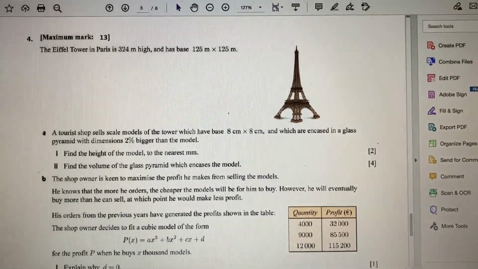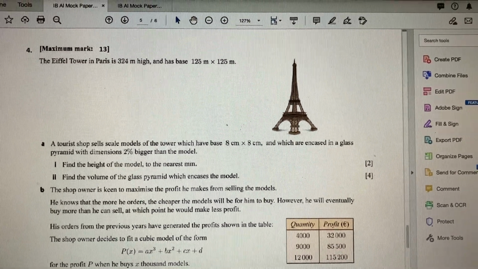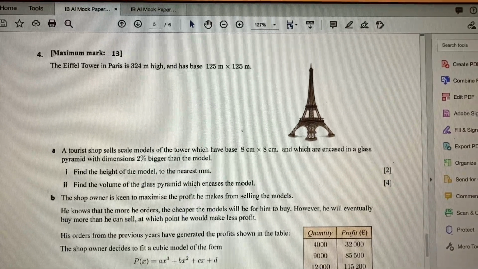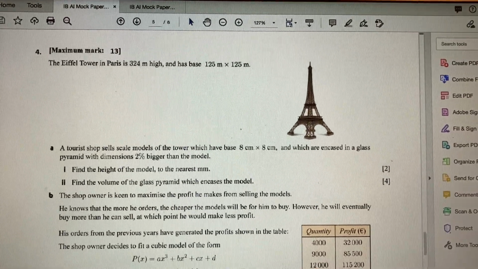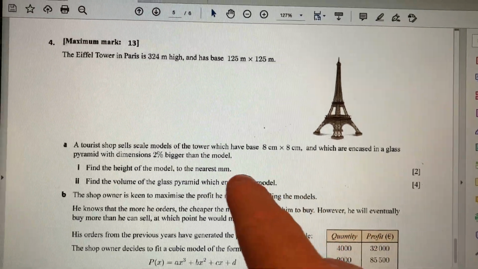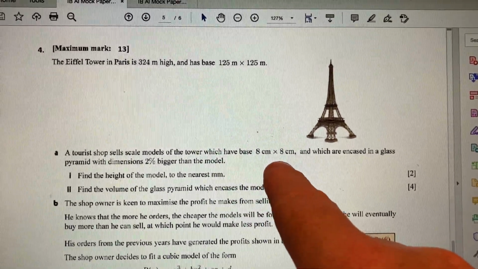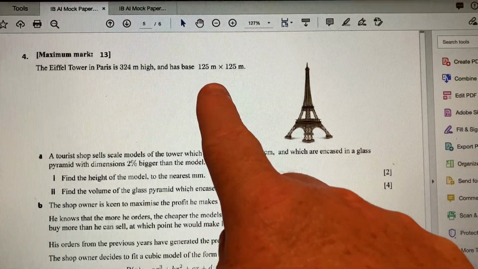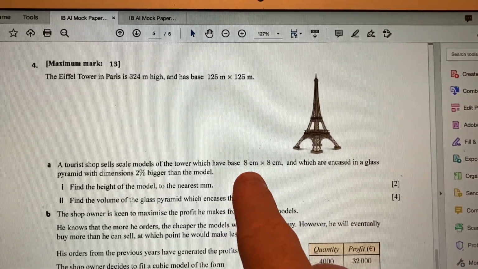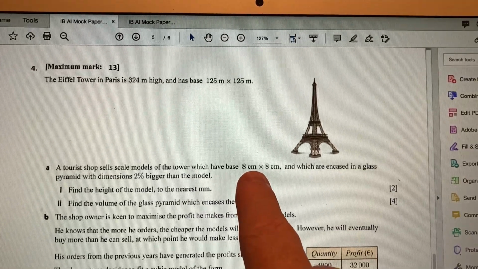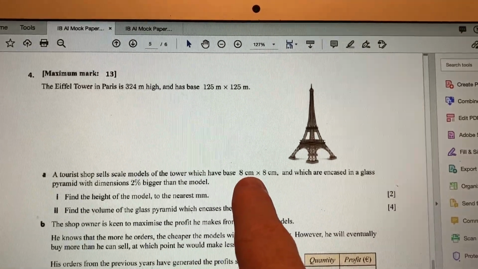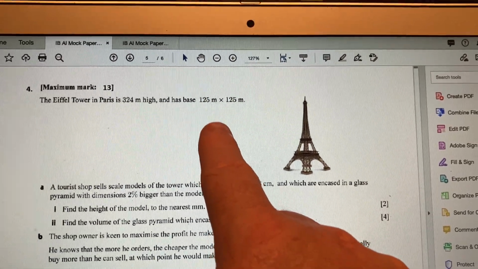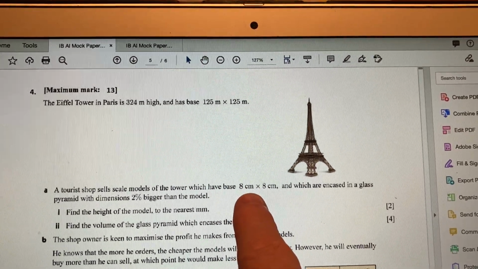Question number 4, scale models. The Eiffel Tower is 324 meters high and its base is 125 by 125 meters. The model is 8 by 8 centimeters on the base. So we need to find a scale factor that goes from 125 meters to 8 centimeters. If we just work in meters, we need a scale factor that takes 125 to 0.08.